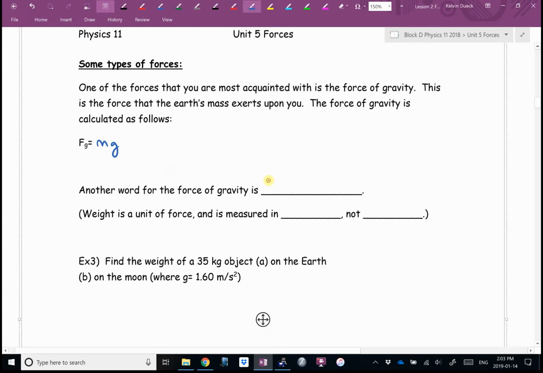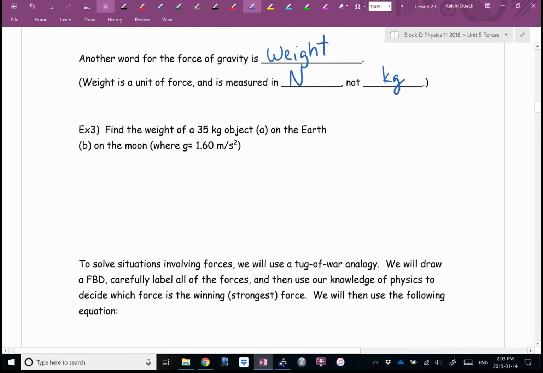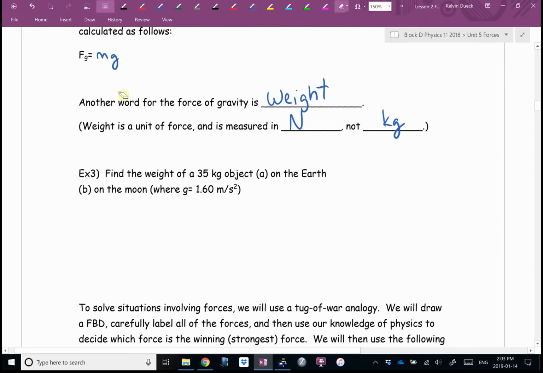Okay. I'm going to be fussy on this on your test or on a quiz. If I ask you for an object's weight, don't tell me kilograms. Weight is a unit of force. It's measured in newtons, not kilograms. So how do I change kilograms to newtons? I multiply by G. Or as a number exactly, I multiply by, you all know this number, 9.8. Not negative because we're talking about a magnitude, okay?